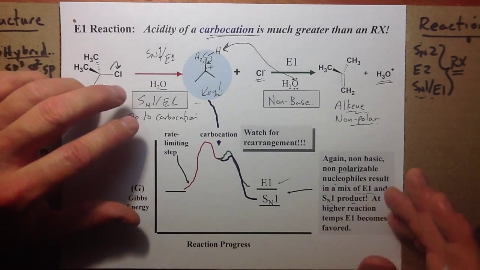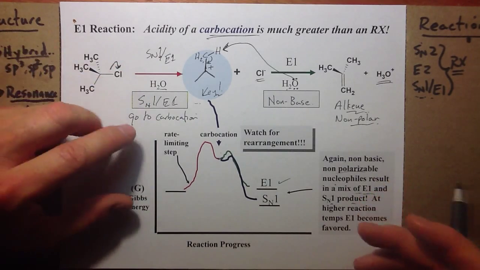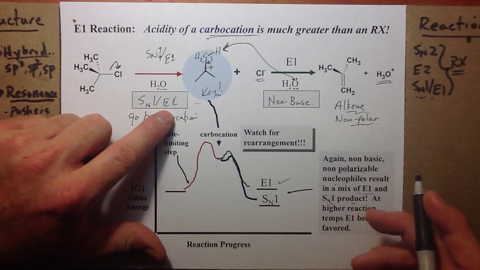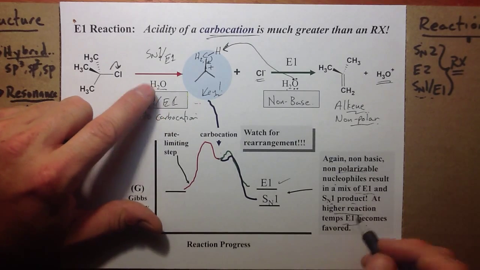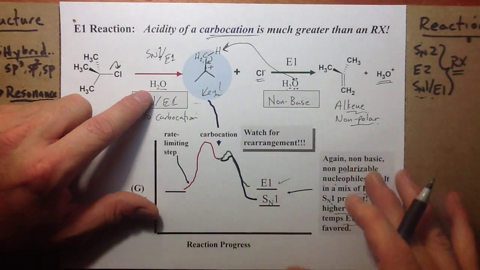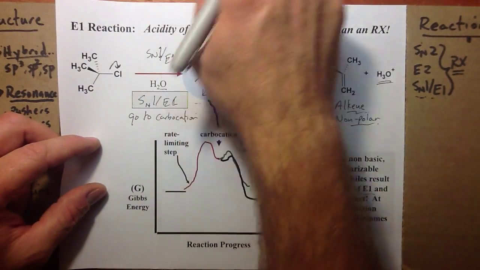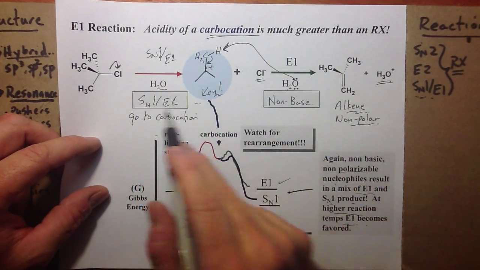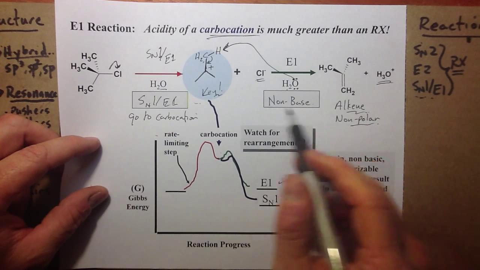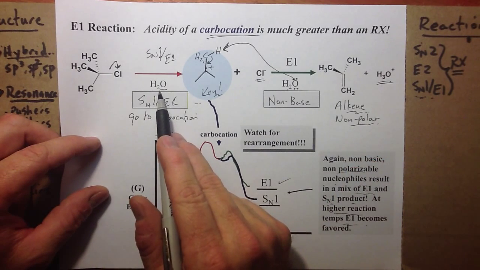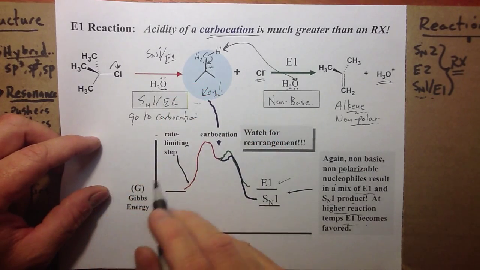If we don't have a polarizable anion or something with polarizability, we tend to just get a mix of SN1, E1 unless we go to higher temperatures. That favors E1. So if it's just water or ethanol, you can have the E1 reaction and the SN1 reaction. We can only favor the alkene in this case if we raise the temperature, if we have non-polarizable nucleophiles that we're using for SN1, E1 reactions.